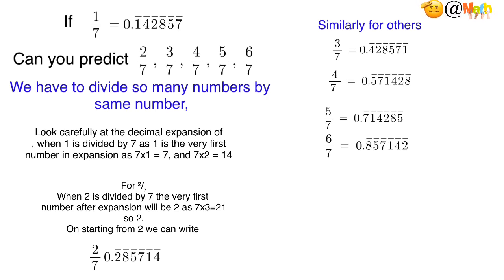Similarly for others, 3 by 7 is equal to 0.4..., it will start from 4. 4 by 7 will start from 5. 5 by 7 will start from 7. 6 by 7 will start from 8.